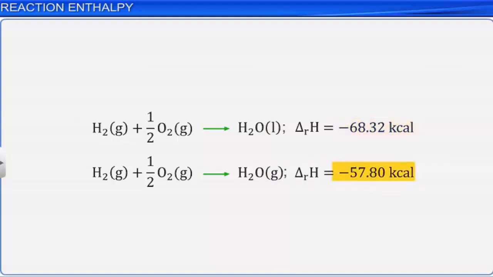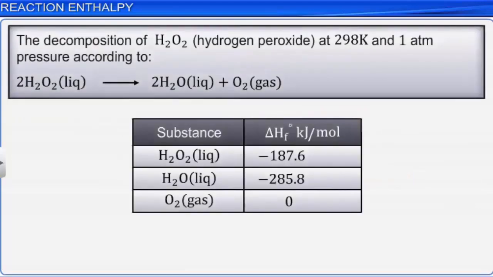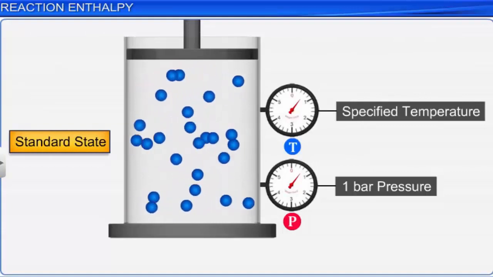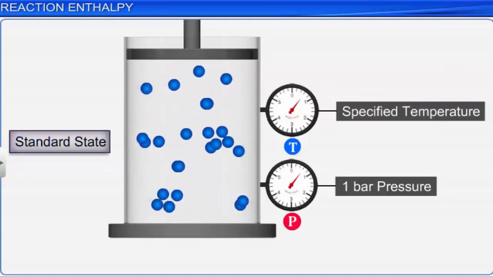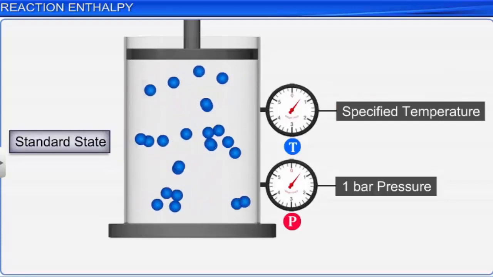To overcome this problem, the values of ΔH for different reactions are expressed at their standard state conditions. The standard enthalpy of a reaction is the enthalpy change accompanying the reaction when all the reactants and products are taken in their standard states. A substance is said to be in a standard state when it is present in its most pure state under a pressure of 1 bar at a specified temperature. In other words, when the enthalpy of a reaction is measured at 1 bar pressure and a specified temperature, it is called standard enthalpy.